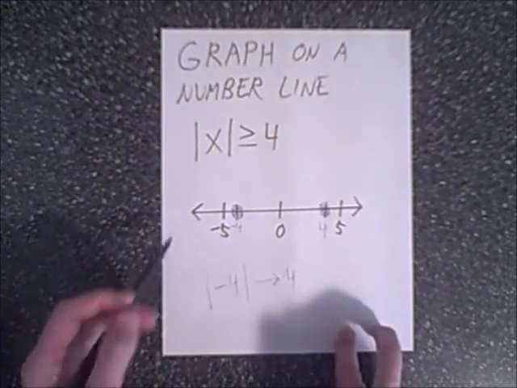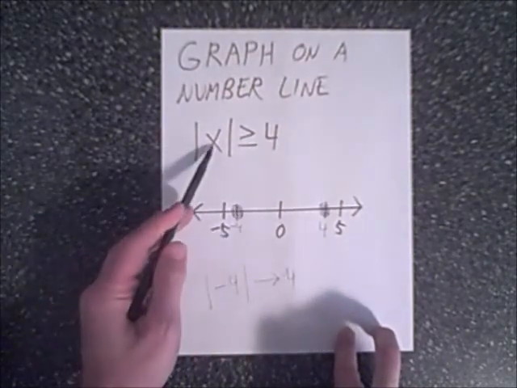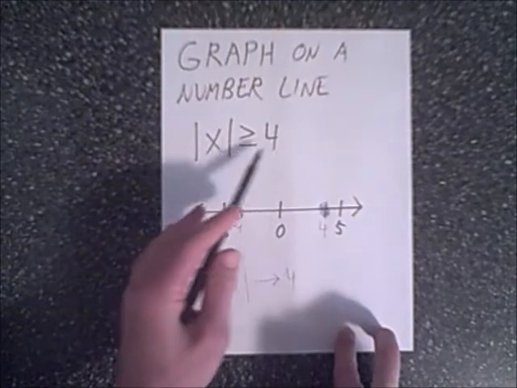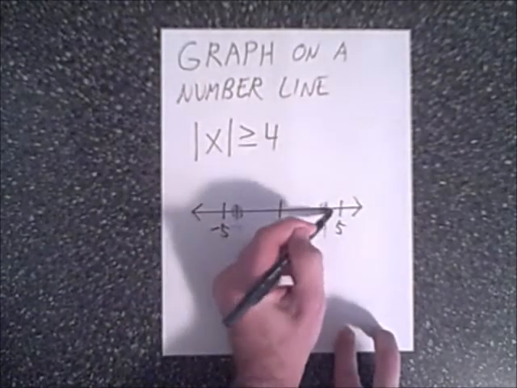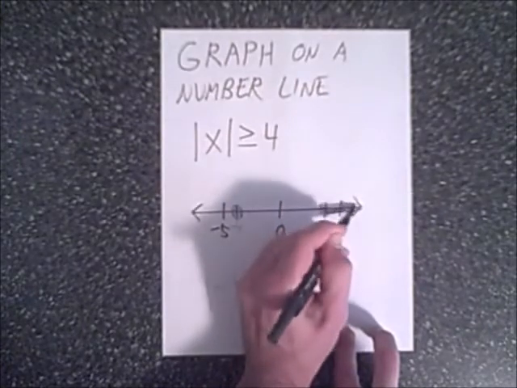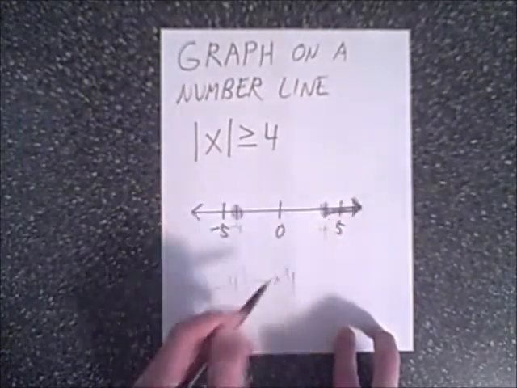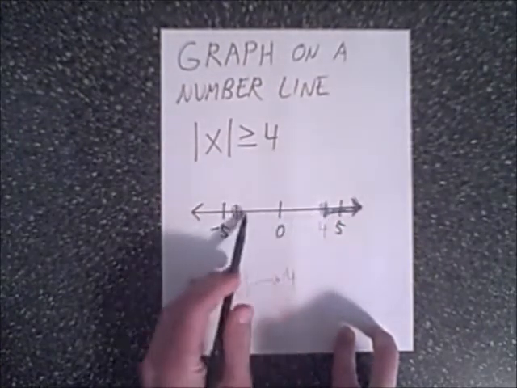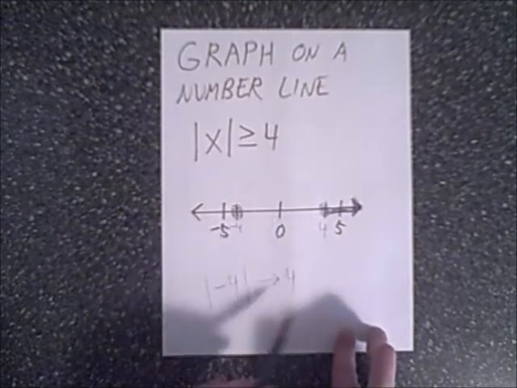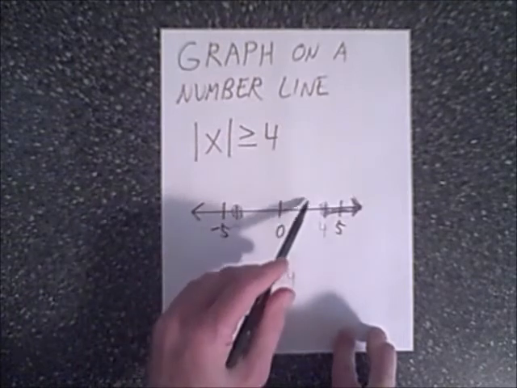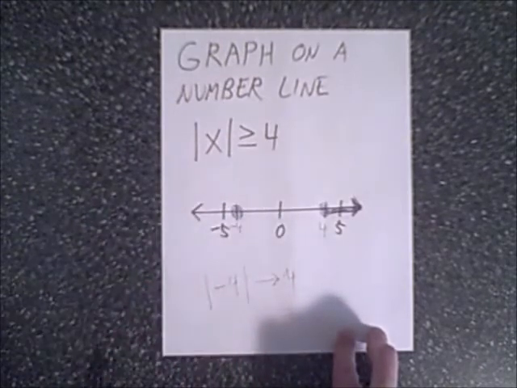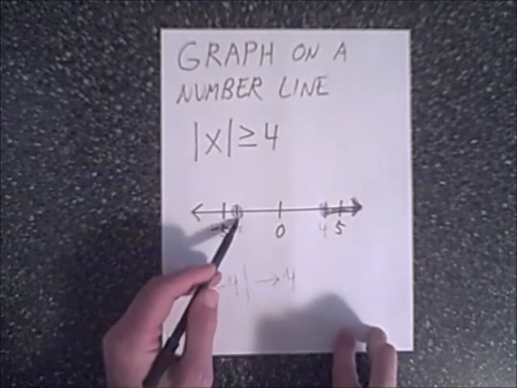Okay, and now the question is what part do we shade? Well, obviously, if x is greater than 4, that will be 5, 6, and on. So we know we're going to be shading up here. Okay, so we'll have that part. And let's go to the middle region, and let's try 0. Obviously if x is 0, it is not greater than 4, so the middle piece is not going to be shaded. Okay, now let's go below negative 4.